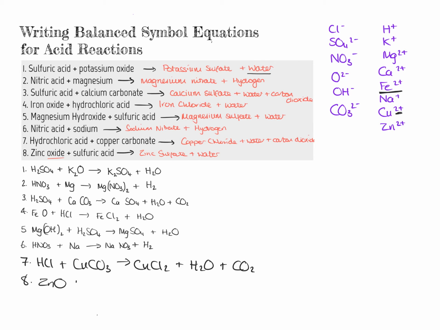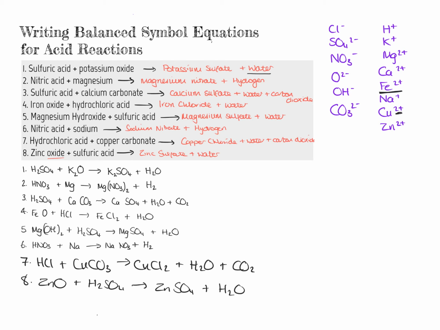Zinc oxide plus sulfuric acid is H2SO4. Makes zinc sulfate, so we've got zinc, which is a 2+ ion, and sulfate, which is a 2- ion. So they already cancel out. That's the correct formula, so we can get rid of the working out. ZnSO4 plus water, which is H2O. There we go.